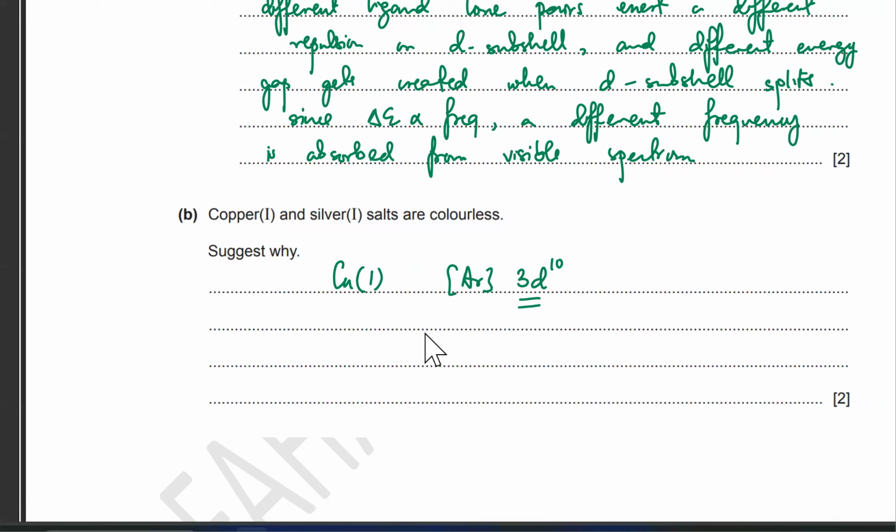So it's a 2-mark question. You're going to state that the d subshell would be completely full, and an electron from a lower energy d subshell will not be able to absorb frequency and move to a higher energy d orbital. Okay, is this clear? Yes, sir.